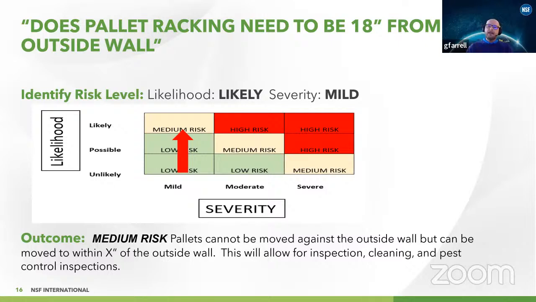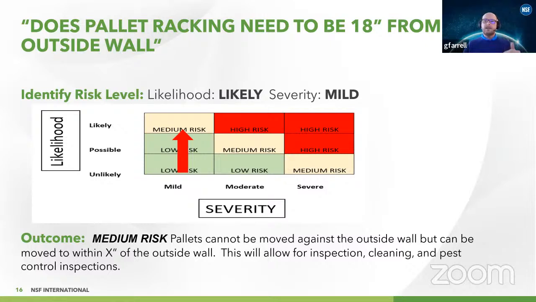Now, if we're flipping that over, and I'm an auditor coming into your facility and saying, hey, I see your pallets are close to the wall. And again, I understand that this is not part of the code, but bear with me. How did you determine how close that was? How did you look at that? Then you can take all of this risk assessment information and drop it in front of the auditor and walk him through that journey that we just had.